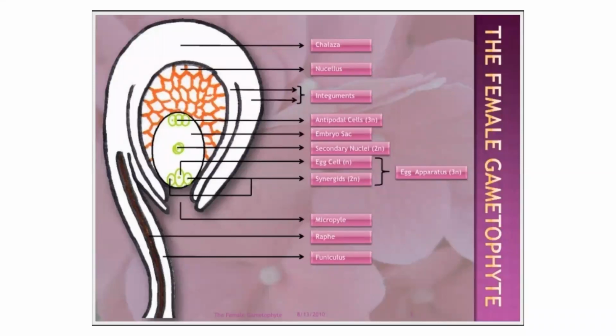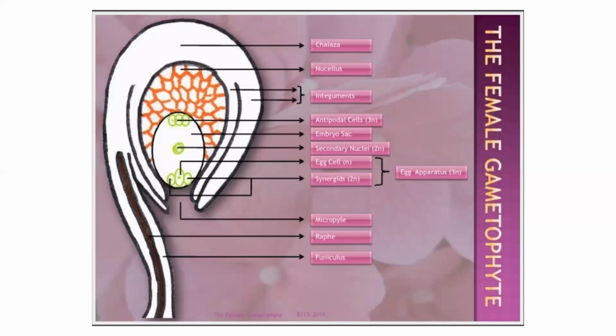A small opening is left at the apex of the integuments. That is called the micropyle. This is the opening, the micropyle. Where there are two integuments, the inner integument is formed first, followed by the formation of the outer integument.